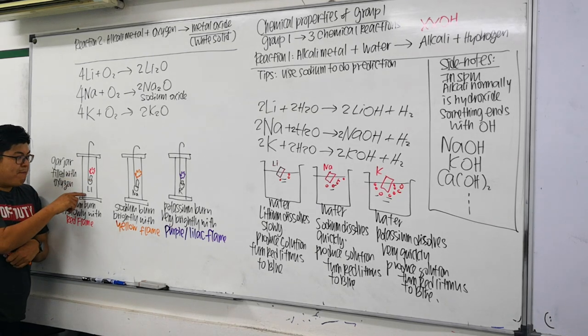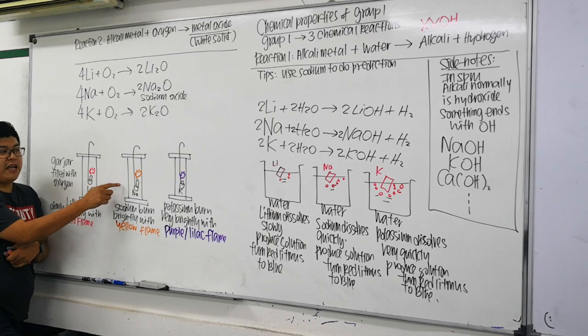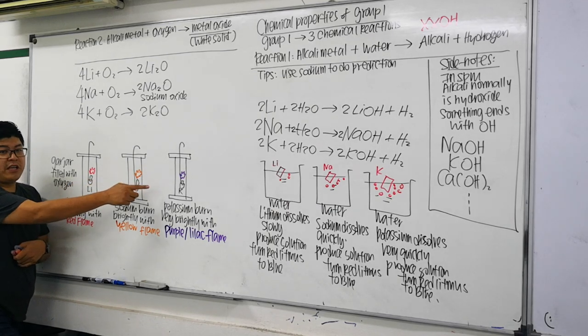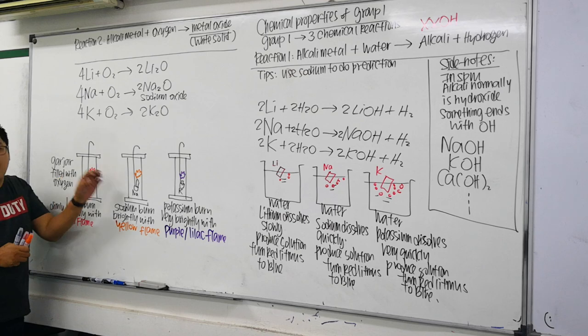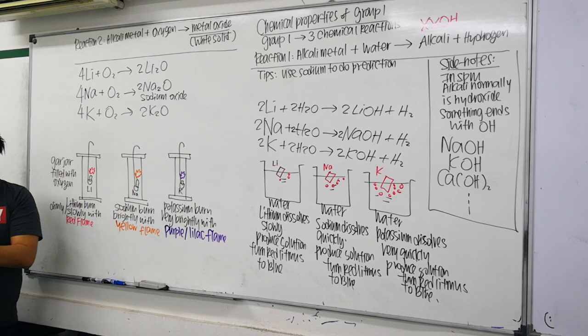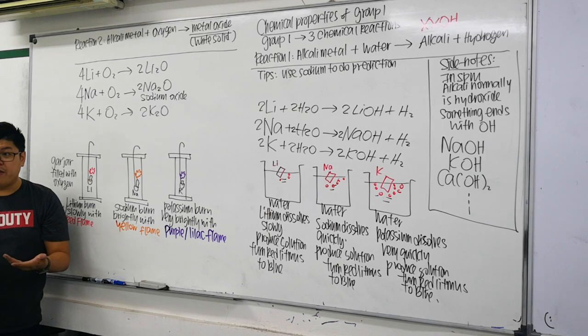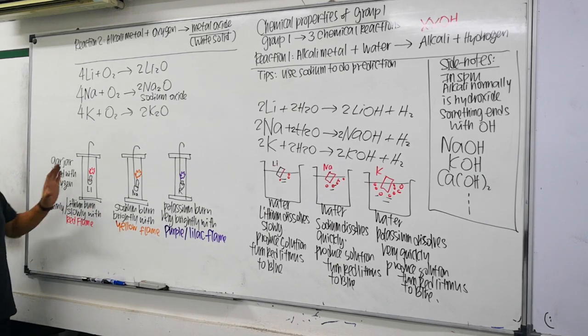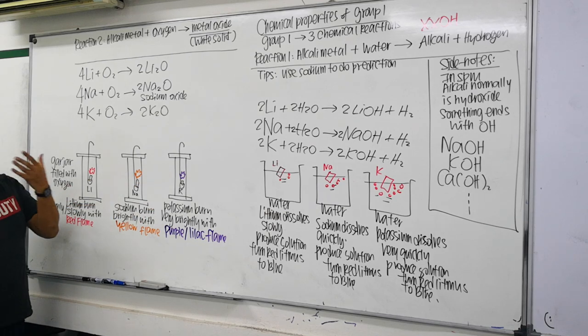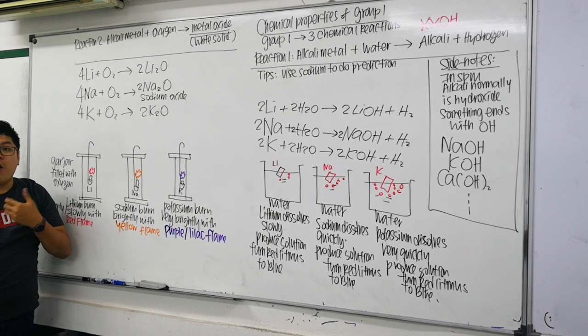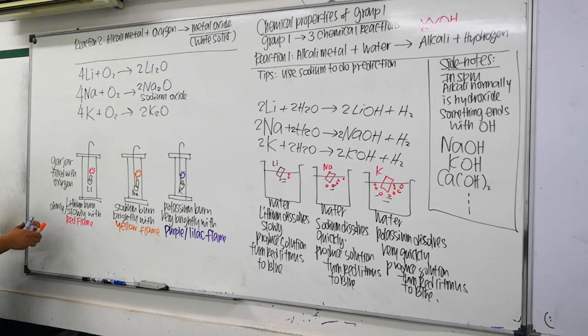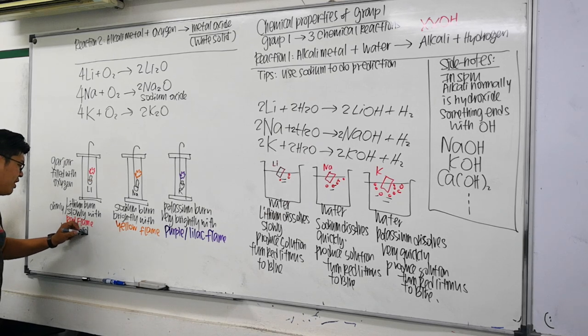Lithium burns in a red flame, sodium burns in a yellow flame, and potassium burns in a purple flame. And they burn differently: dimly, brightly, very brightly. What does it tell you? Getting more and more reactive. And what is the final product? No matter which alkali metal, upon burning you get a metal oxide. All of them will appear as a white solid. So in the end, white solid is produced.